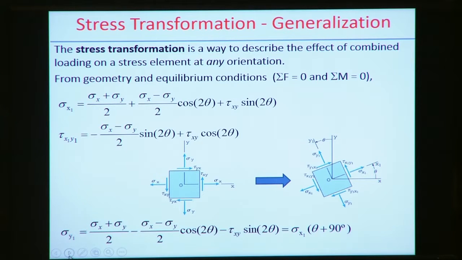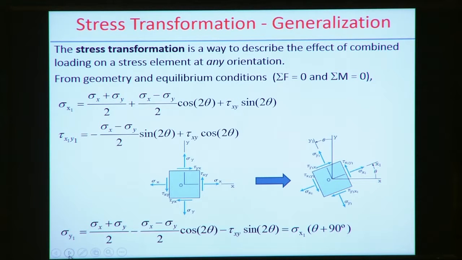Now we come to stress transformation in general form. Stress transformation is a way to describe the effect of different combined loading conditions that act on a stress element at any orientation. At any orientation, if there is an application of load, we can represent it with one stress element, and within the stress element at different orientations we can find the new values of stress or strain if we know the actual geometric orientation of the element.